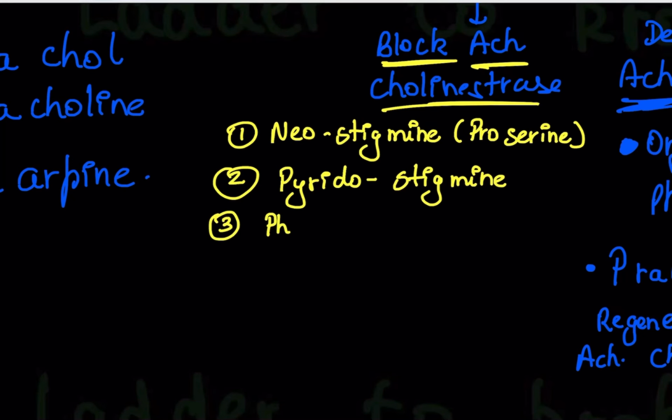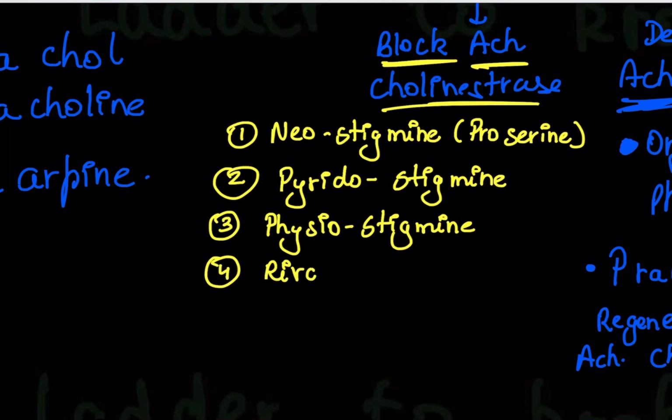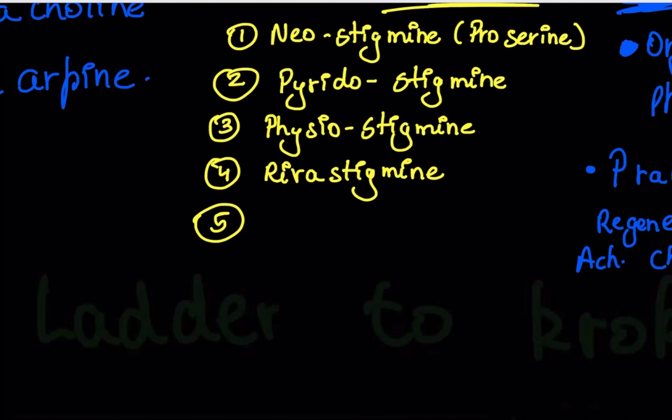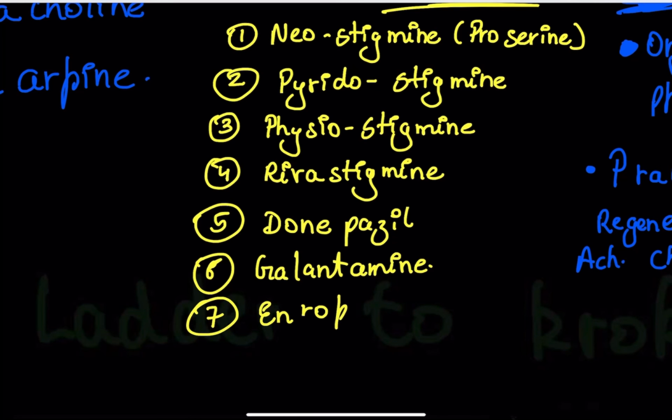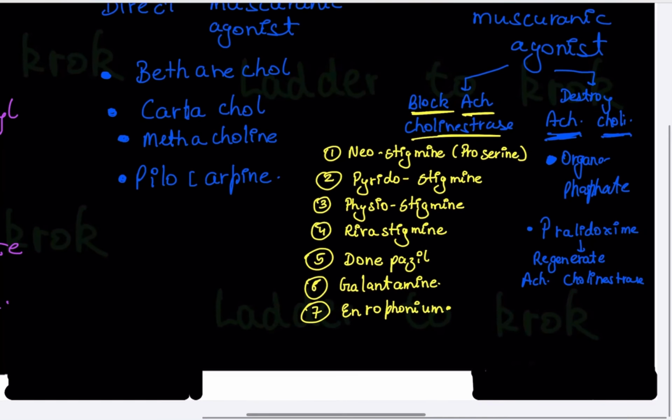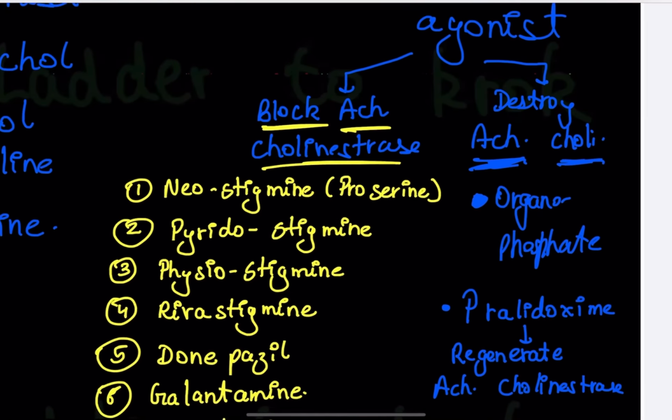Number three is physostigmine. Number four is rivastigmine. Number five is donepezil. Number six is galantamine. And number seven is edrophonium. So these are the drugs that block acetylcholinesterase.